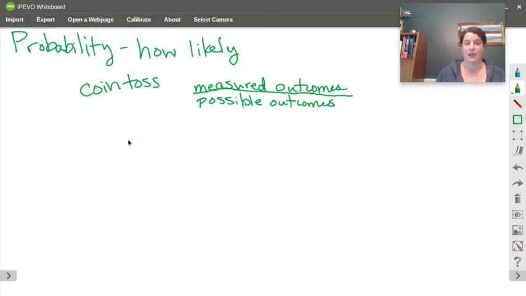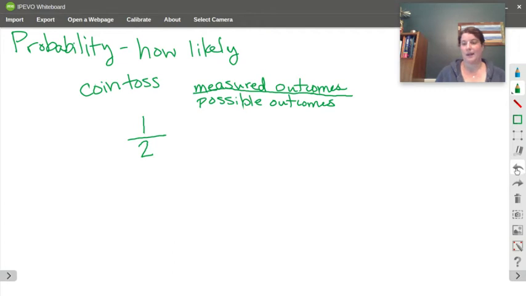So the probability of getting heads, if you flip a coin and you call heads, would be, well, we have one opportunity for the coin to land on heads and two possible outcomes. So our probability of flipping heads or tails on a coin toss would be 1 out of 2. This is the simplest possible probability problem, with just two different outcomes that are equally likely.